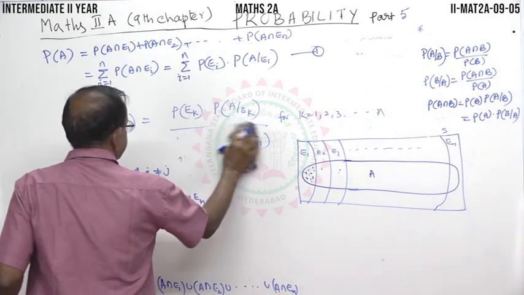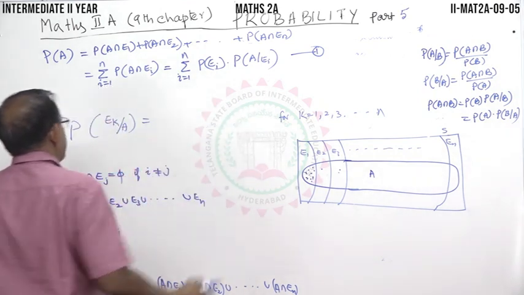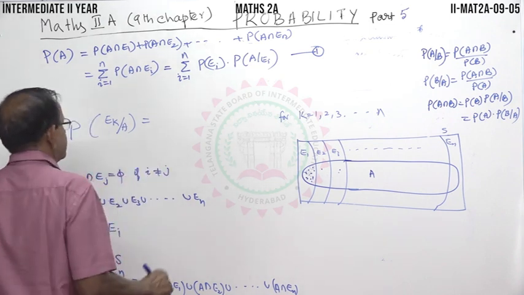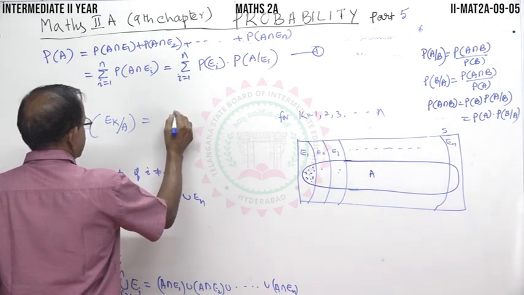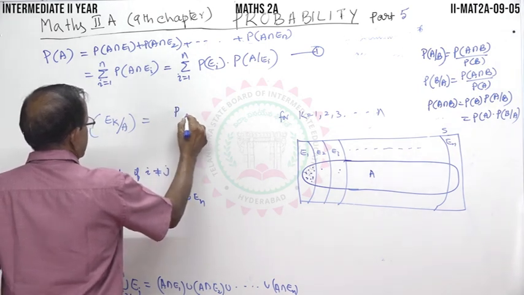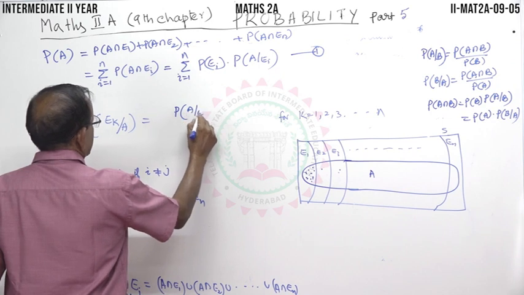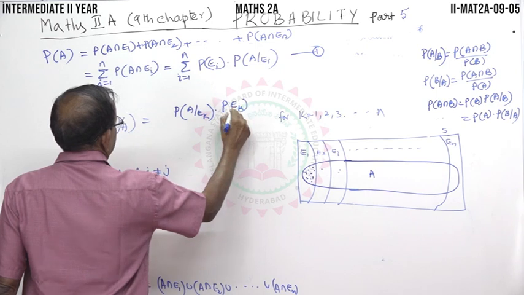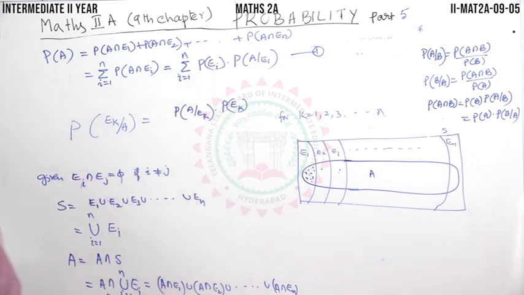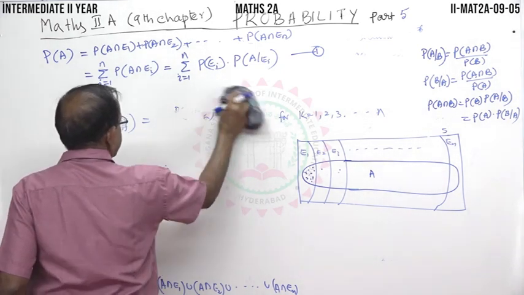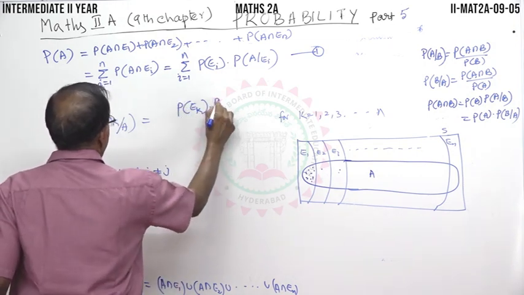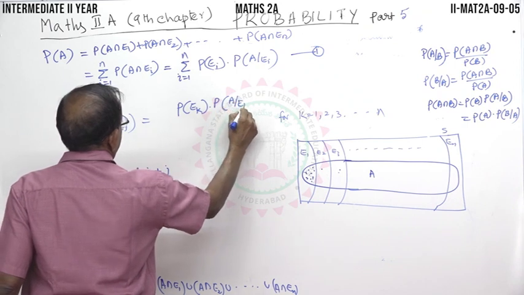Now we have to write the value of P of Ek given A. How do we write this one? This is P of A given Ek into P of Ek, or you can write the reverse order also, P of Ek into P of A given Ek.